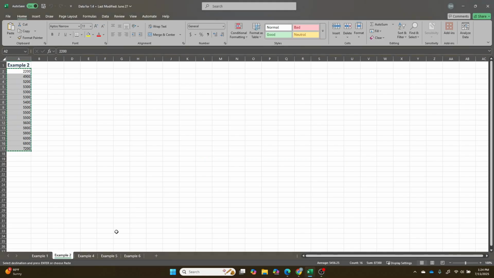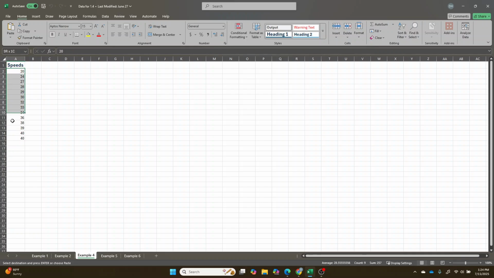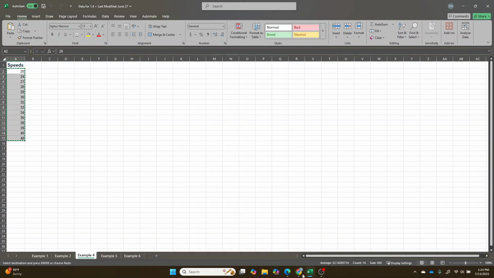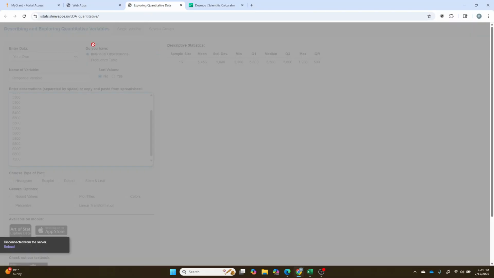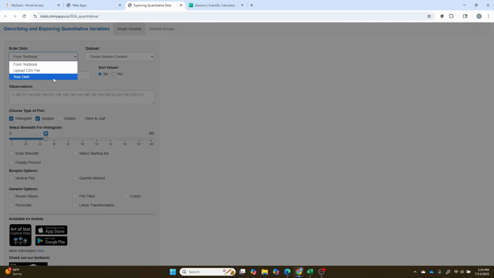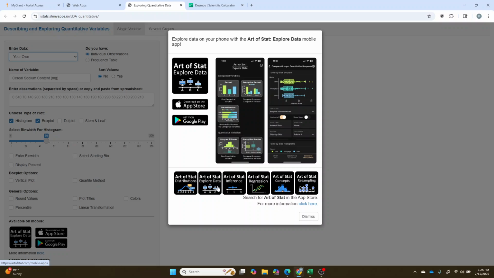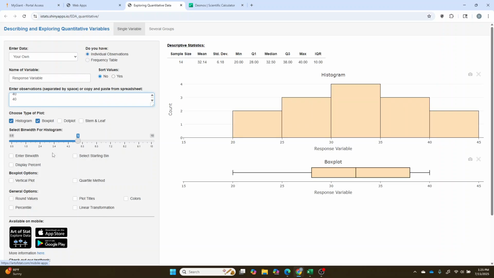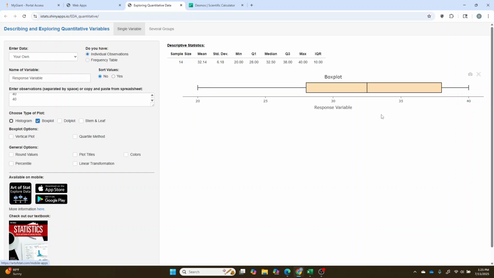So let me grab the data and paste it into Art of Stat to refresh the page. I don't really need the histogram at this moment, but it's nice to have the box plot here. So there we go, there's our box plot.